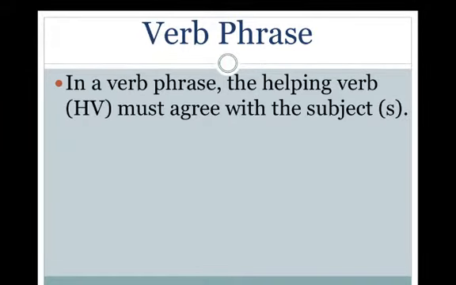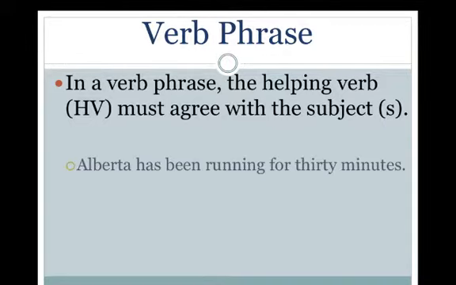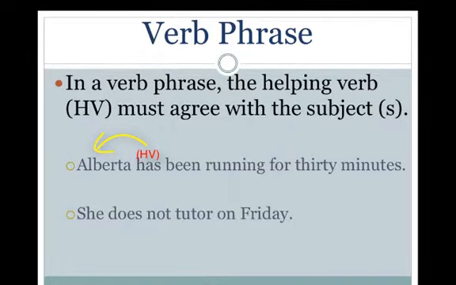Verb phrase. In a verb phrase, the helping verb, HV, must agree with the subject. So for example, Alberta has been running for 30 minutes. The helping verb has needs to be singular because the subject Alberta is singular. Or she does not tutor on Friday. The helping verb does is singular because the subject she is singular.